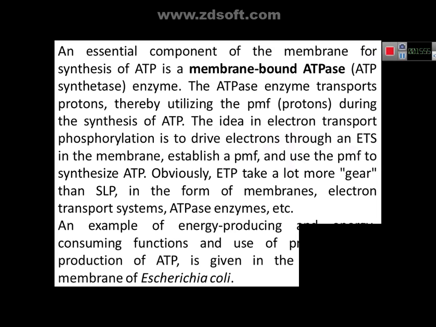Okay. So now we'll see the ATP. The essential component of the membrane for ATP synthesis is the enzyme. How is the ATP made or synthesized? It is the ATPase enzyme which makes the ATP molecule, and this ATPase enzyme is a membrane bound enzyme which is called ATP synthetase. The ATPase enzyme transports protons, thereby utilizing the PMF, or the proton motive force, during the synthesis of ATP. So the idea in electron transport phosphorylation is to drive the electrons through the electron transport system in the membrane, establish the PMF, and use the PMF to synthesize the ATP.